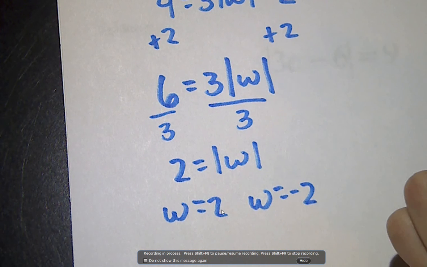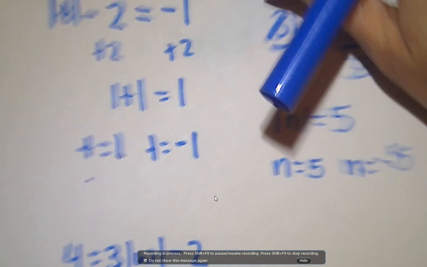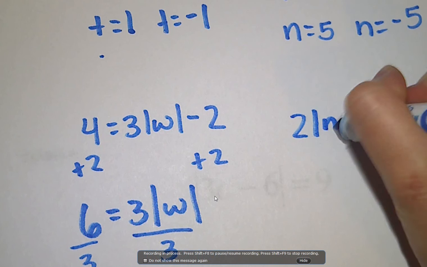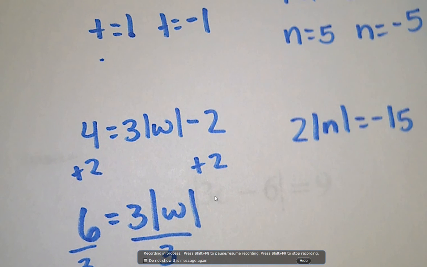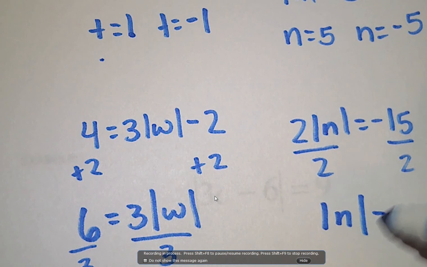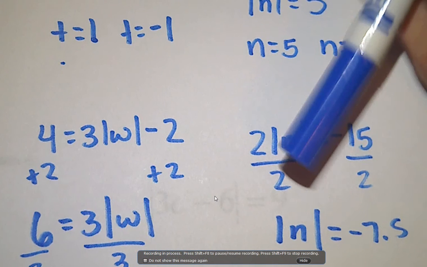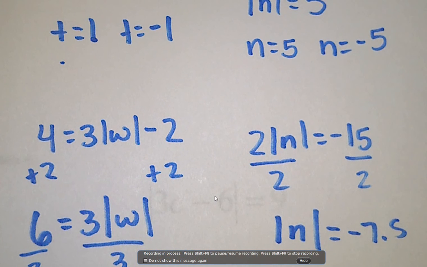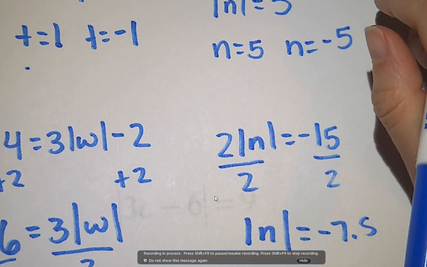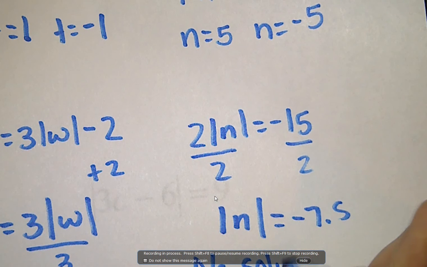Now part D was an interesting one because it asks, is there a solution to 2 times the absolute value of n equals negative 15? When I divide by 2 here, this tells me that the absolute value of n is negative 7.5. Let's think about that for a second. This is saying that whatever number is in here, its distance from 0 is negative 7.5. Can you have a distance that's negative? No. So this one does not have a solution. No solution, because the absolute value can't be negative since it's a distance. It has to be positive.